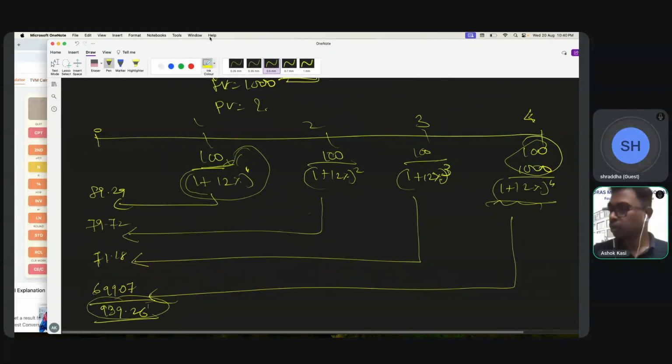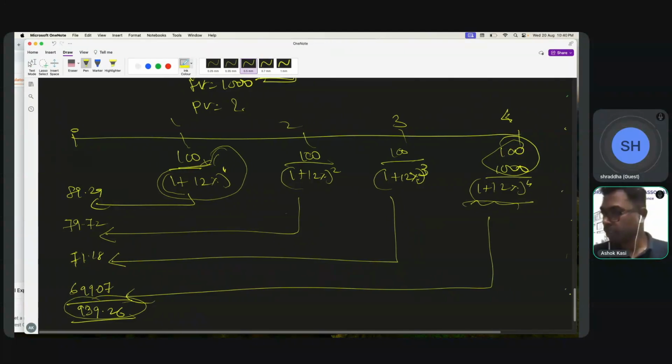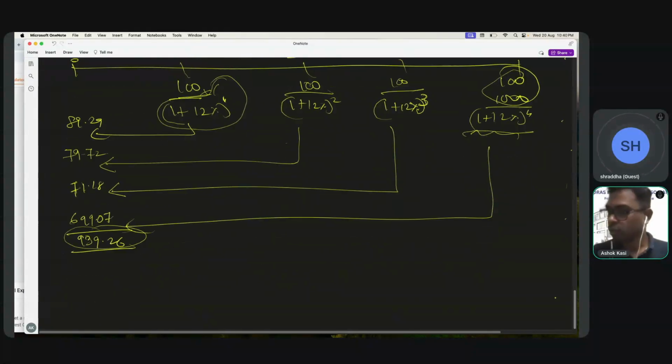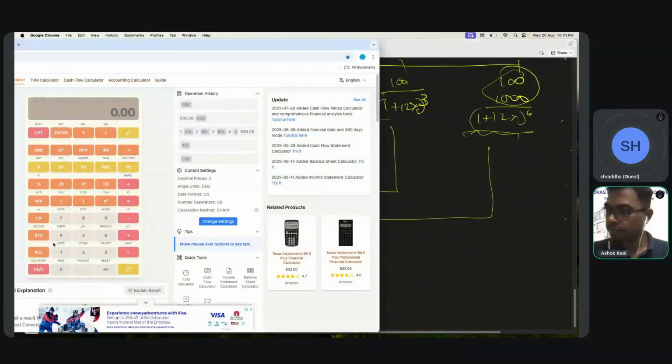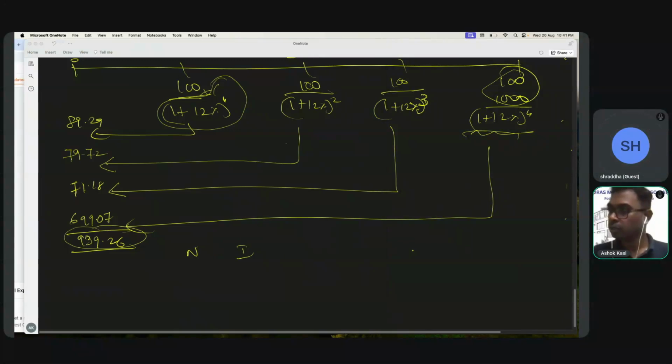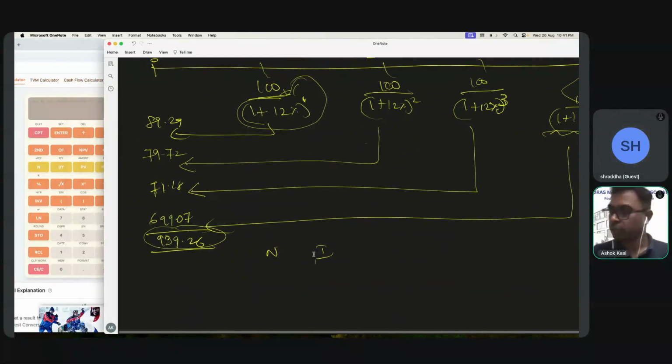Now there is a shortcut way also to do this. I'm deliberately telling you the long way so that the mind understands the background work. The shortcut way is here, this third row, this is called the TVM function. Okay, TVM function, that means time value of money function. Using this, you can do this sum in 10 seconds also. I'll tell you how. We will cross check the answer.